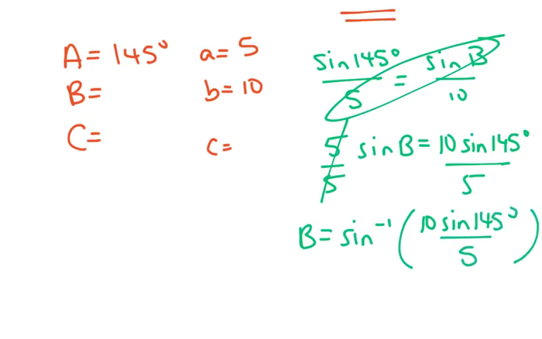And when I shove that in my calculator, I get an error message. The reason I get an error message is because this value is bigger than 1. And sine and cosine values fluctuate between positive 1 and negative 1. So anything bigger than 1 or smaller than negative 1 will result in an error message when you try to do an inverse trig function to it. So we say that this has no solution.